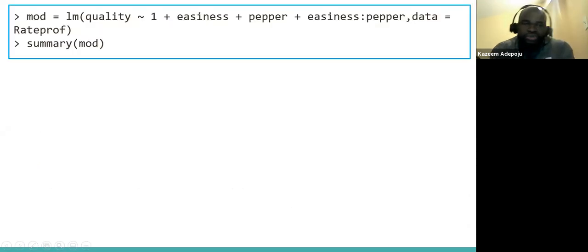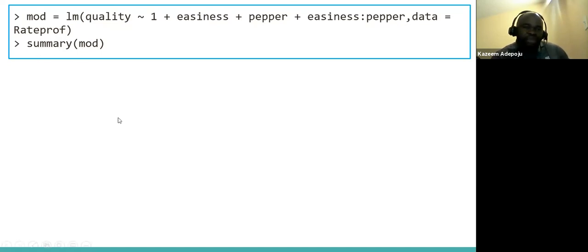Okay, so now how do we write our code to figure out the data? Of course, this is the way we're going to write the R code. We're going to have easiness and pepper, and yesterday I was talking about main effects. So this is the main effect. We can look at the main effect of easiness, the main effect of pepper, and we can also look at the interaction effect. And of course, the data is rate prof.